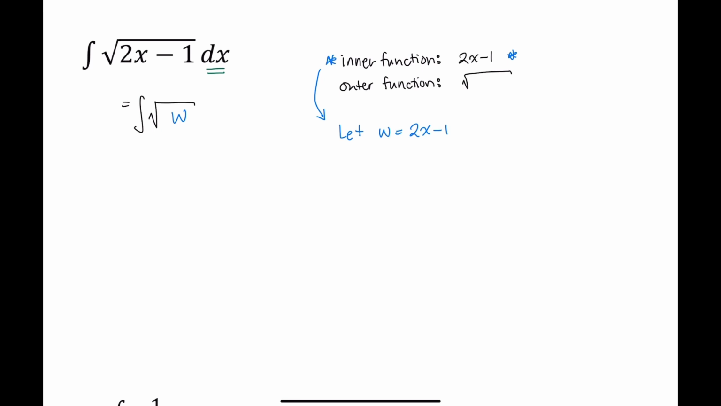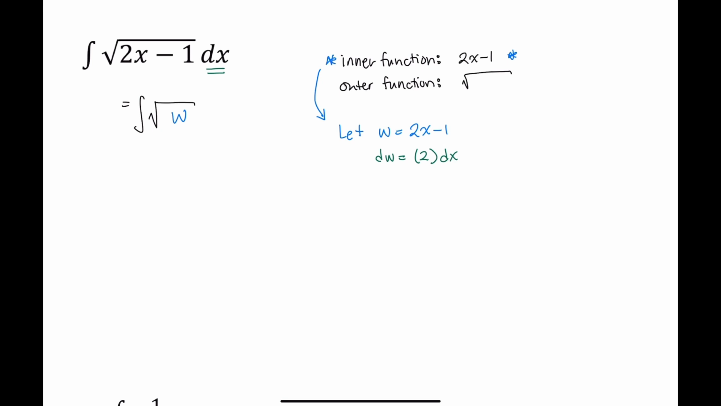Well, to do that, let's evaluate this derivative of w. We're going to evaluate its derivative with respect to x. And remember, if you do something on one side, you have to do it to the other side. So dw is equal to, well, what's the derivative of 2x minus 1? It's just 2 dx. And let's ask ourselves, do we have an extra 2 floating around in the front here?